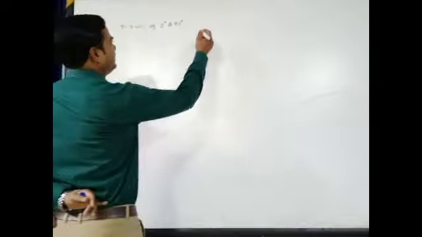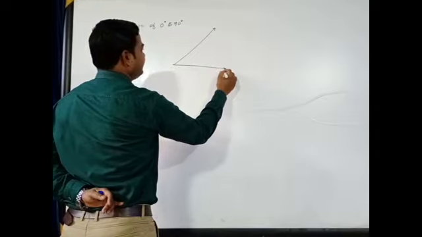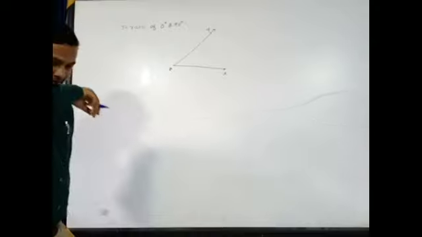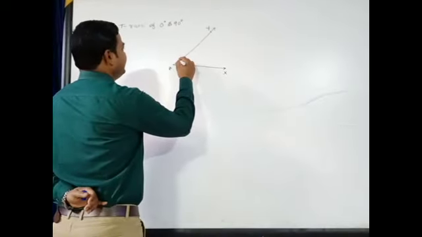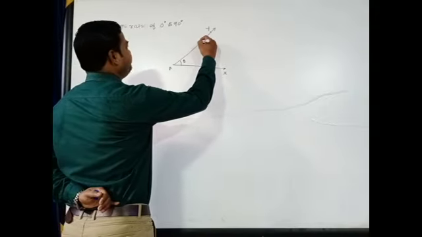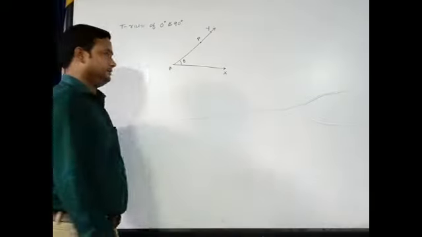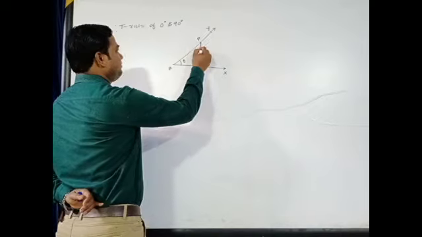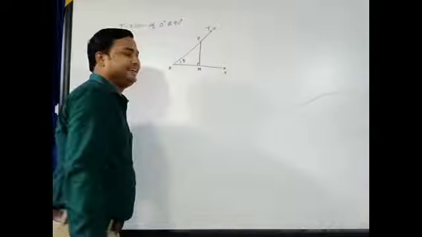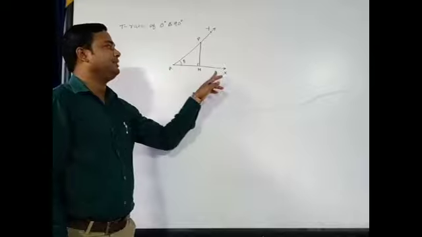Okay, so let us suppose an angle XAY, and this one is theta. Now take a point P on AY. Now from P, just draw a perpendicular PM on AX. From P, we have just drawn perpendicular PM on AX.